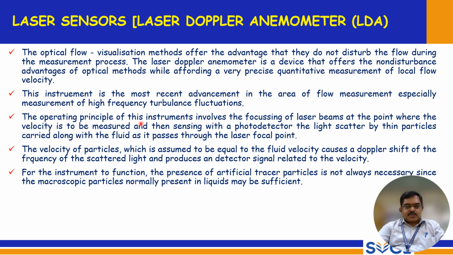The operating principle of these instruments involves the focusing of laser beams at the point where the velocity is to be measured, and then sensing with a photodetector the light scattered by thin particles carried along with the fluid as it passes through the laser focal point. The velocity of particles, which is assumed to be equal to the fluid velocity, causes a Doppler shift of the frequency of the scattered light and produces a detector signal related to the velocity.